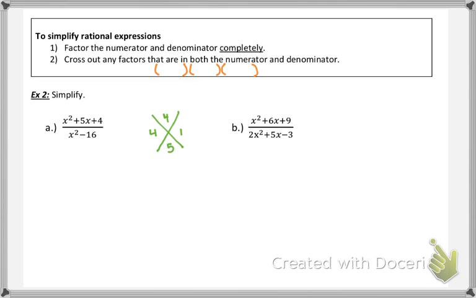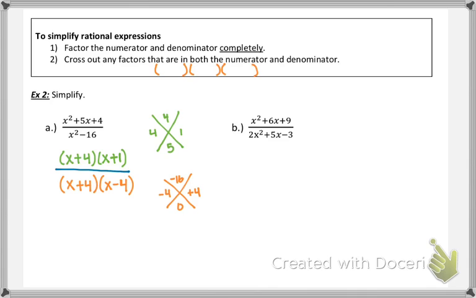So I'm going to rewrite this as x plus 4 and x plus 1. This is my numerator in factored form. And then I'm going to go ahead and factor my denominator. For my denominator, I want factors that multiply to give me negative 16 and add to give me 0x in the middle. So that's going to be negative 4 and positive 4. So I'm going to factor the denominator as x plus 4 and x minus 4.